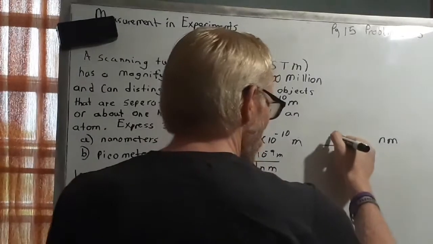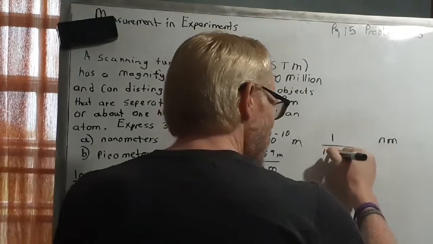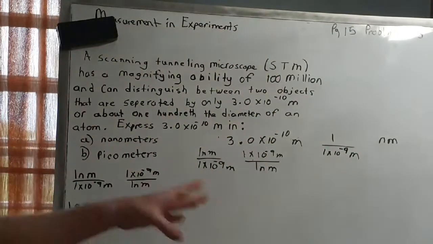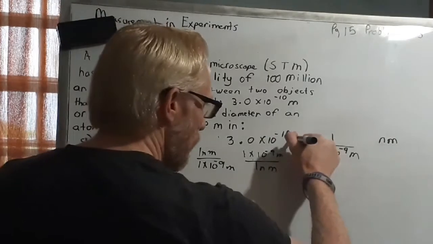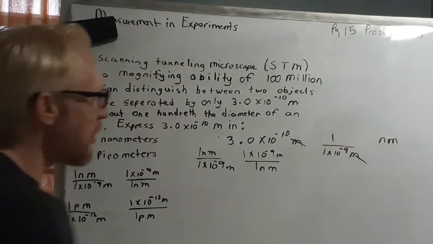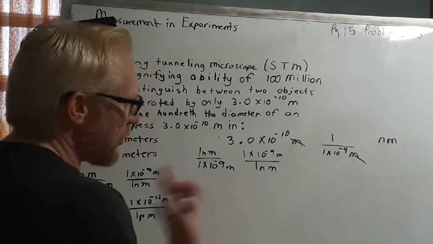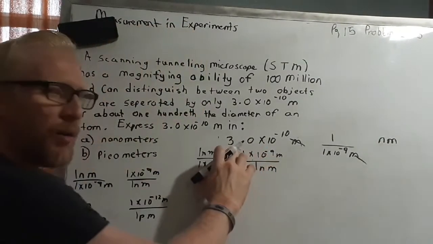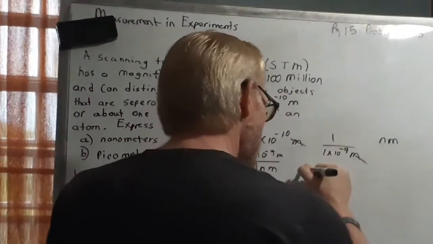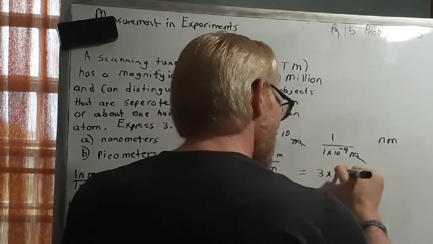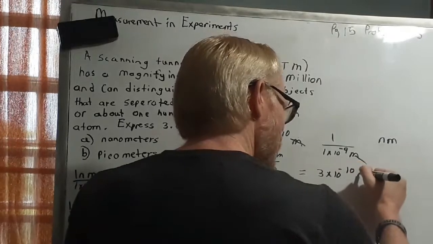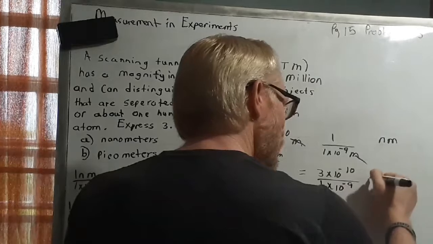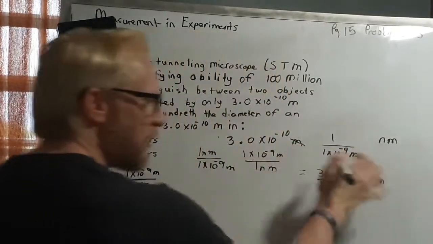So I'm actually going to just write 1 as my numerator and 1 times 10 to the power of negative 9 as my denominator. Now what's going to happen is that the units cancel out, so meters is actually going to cancel out with meters. And what I'm going to do is just simple math, okay? So you're going to multiply 3 times 10 to the power of negative 10 times 1, which is going to be 3 times 10 to the power of negative 10 over 1 times 10 to the power of negative 9. And of course the unit is nanometers because the meters canceled out.